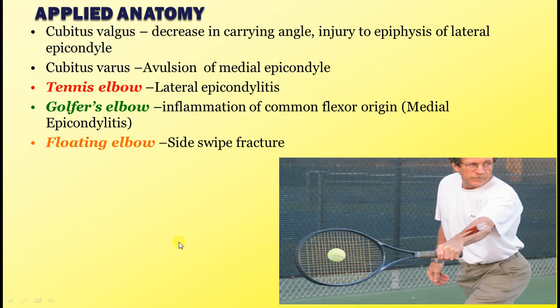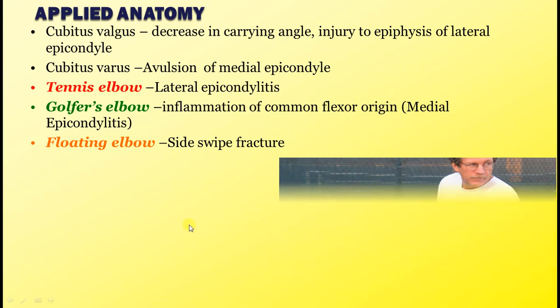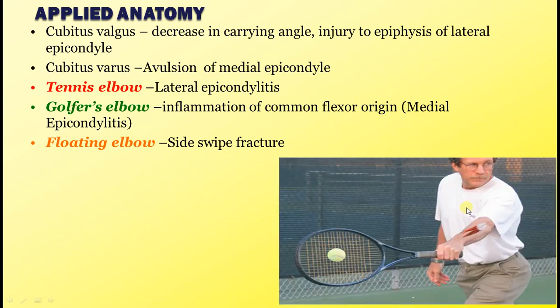Then other applied aspects: cubitus valgus, a decrease in the angle, is due to injury to the epiphysis of the lateral epicondyle. Because of the lateral epicondyle injury there is a decrease in the angle, which might lead to ulnar nerve injury. And tennis elbow is lateral epicondylitis. So it is actually called lateral epicondylitis in the case of tennis elbow.